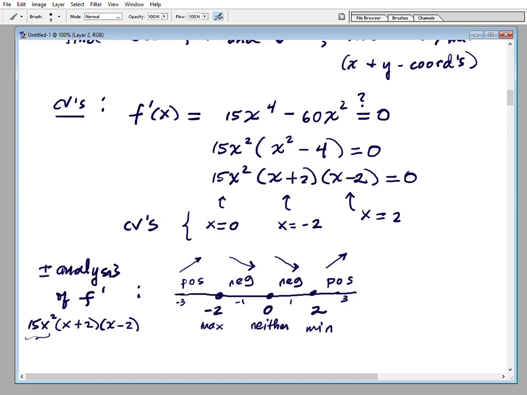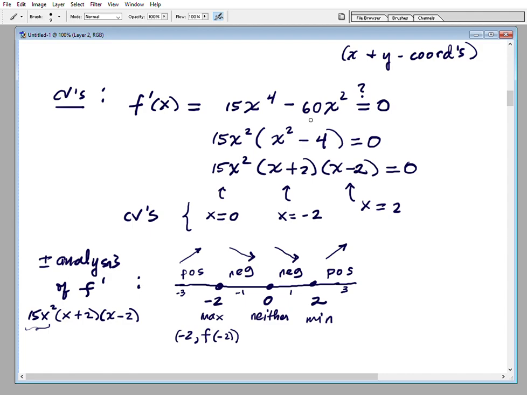Now, if we want both coordinates, the graph comes up and down. It has that high point at -2, and the y value will be f of -2. Don't forget to substitute into f. That's going to be a point on our graph. So here's f over here.